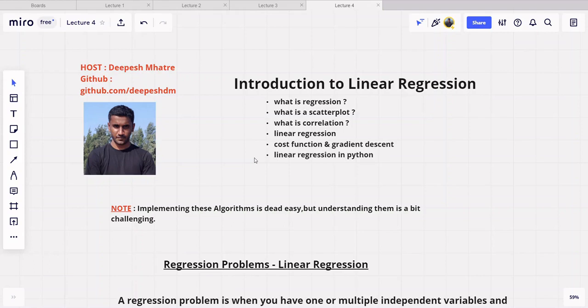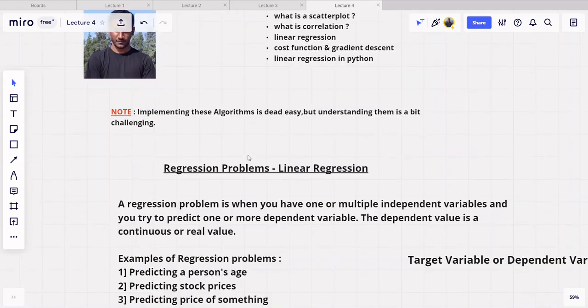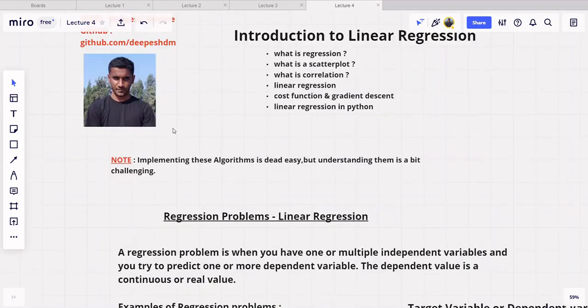Okay, and also one note which I have written on the screen: implementing these algorithms is very easy, but understanding them is very challenging. And it is true, because to implement these machine learning algorithms we already have a large number of tools. For example, in Python we have the scikit-learn library, which is very useful, and we can easily implement these algorithms in 3 or 4 lines of Python code. So it's not that hard.